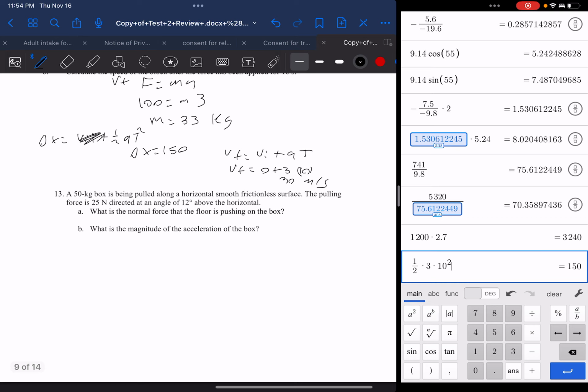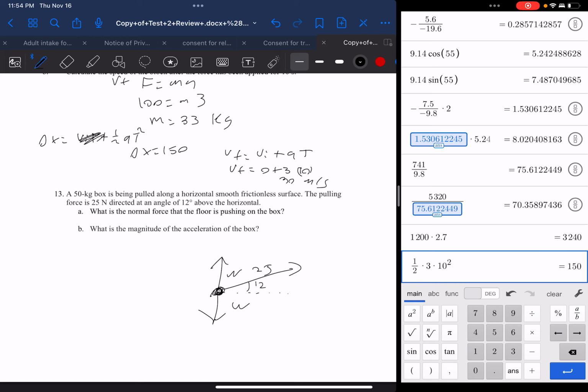A 50 kilogram box is being pulled along a horizontal smooth frictionless surface. The pulling force is 25 newtons directed at an angle of 12 degrees above the horizontal. What is the normal force on the floor pushing the box? What is the magnitude of the acceleration of the box? Let's draw a free body diagram. The weight of the box is pushing down, and the normal force is pushing up, and we have this force right over here, the applied force, magnitude of 25, angle of 12.